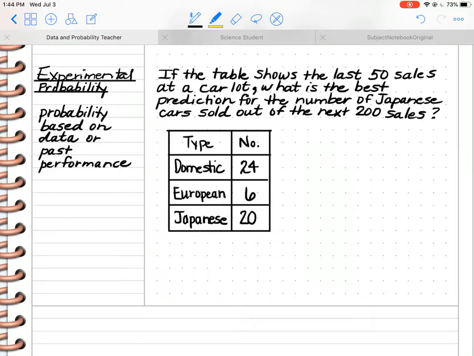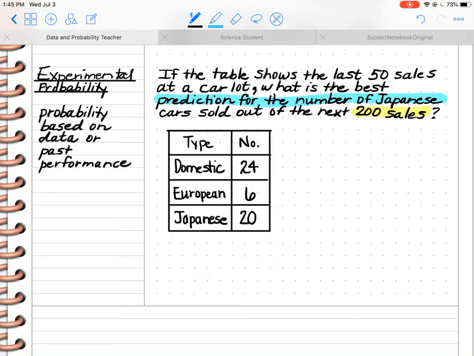Well, this works very much like our last one. We want to repeat this 200 times, and we're looking for the probability or the prediction for Japanese cars. And if you look at your little table here, you have the type of car and the number sold out of the last 50 sales. So 24 of them were domestic, meaning they were made here in the United States. 6 were European, made in Europe, and 20 were Japanese, made in Japan.